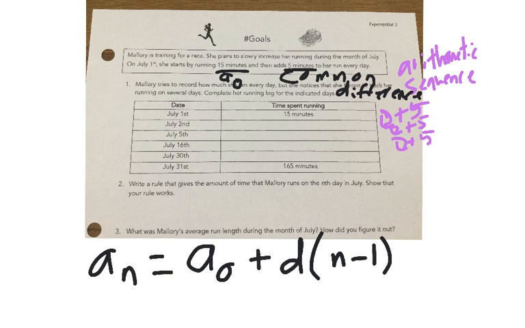So think about, if I wanted the first day in the sequence, right, I would plug in a 1 here. And so everywhere there's an n, plug in a 1. So what is 1 minus 1? 0. 0 times 5 is 0 plus 15. So the first day is 15. For the second day, you could plug in 2 for n. And for the third day, 3 for n. And so on and so forth. All right, our formula for an arithmetic sequence.